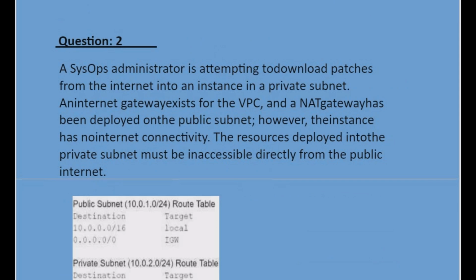Question is, a SysOps administrator is attempting to download patches from the internet into an instance in a private subnet. An internet gateway exists for the VPC and a NAT gateway has been deployed on the public subnet. However, the instance has no internet connectivity. The resources deployed into the private subnet must be inaccessible directly from the public internet.